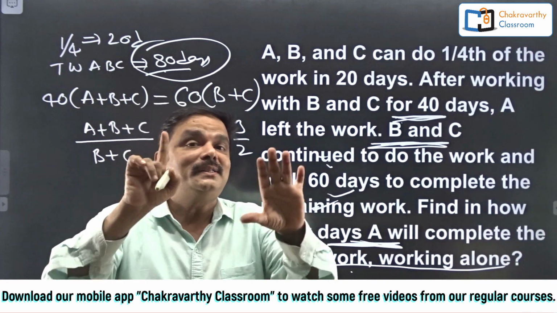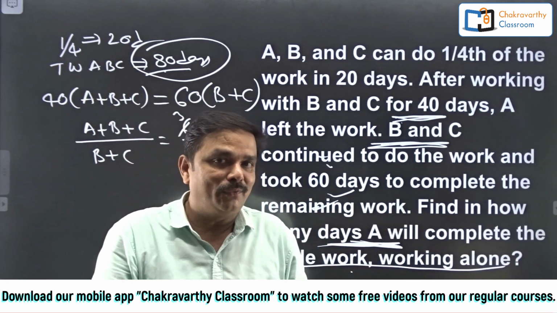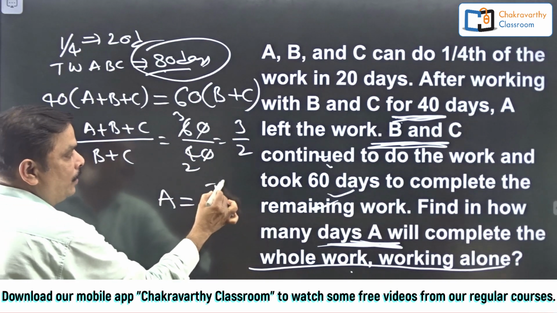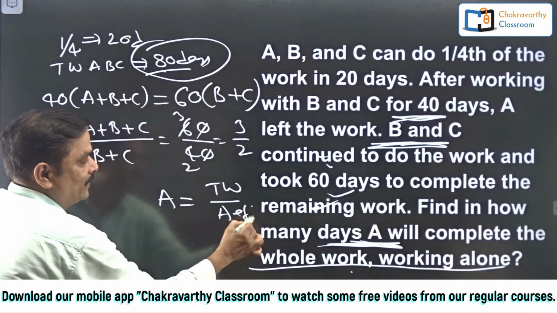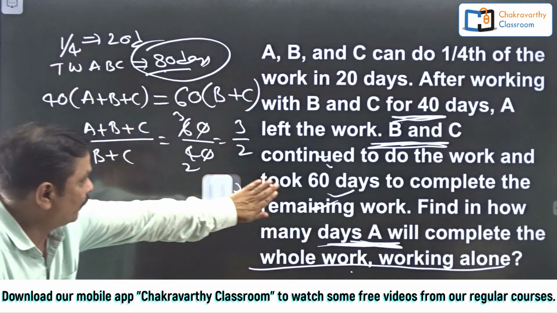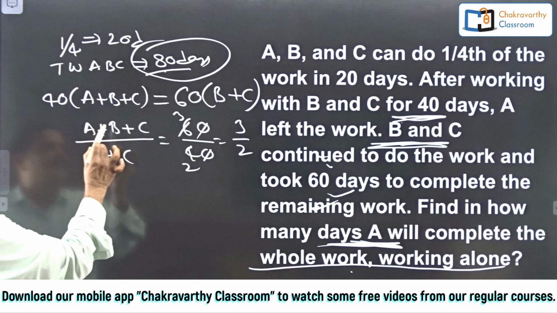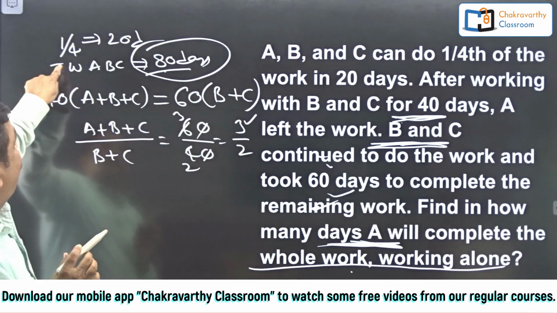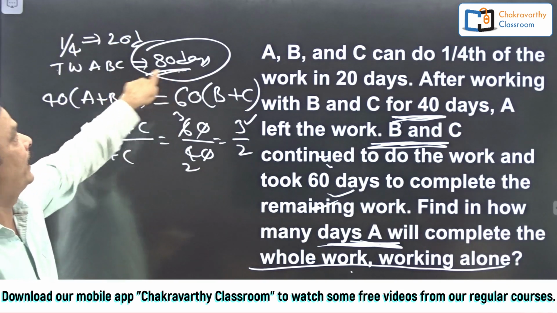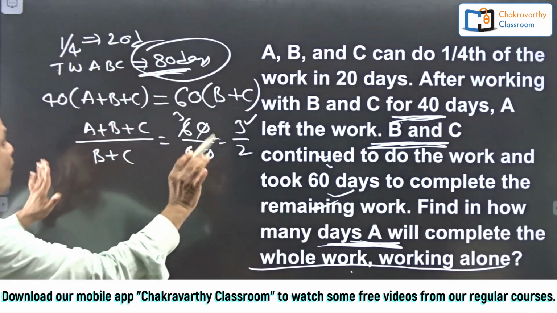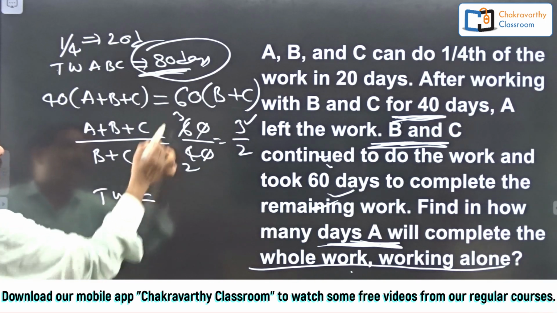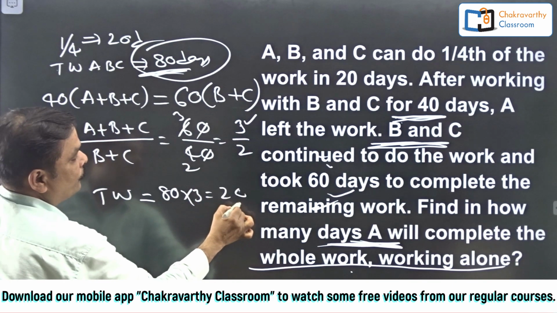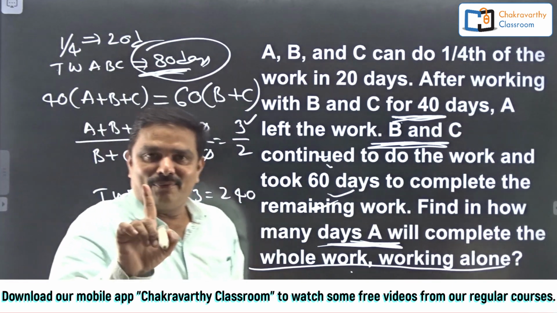Now you tell me, what is the total work? Why am I going for total work? This should come to your mind: to find in how many days A alone can do the work, it is total work divided by A's efficiency. Now I am going for total work. A plus B plus C's efficiency is 3 units per day, and A, B, C together can complete the work in 80 days. That means total work is 80 into 3, that is 240. Simple. Clear for all of you, right?